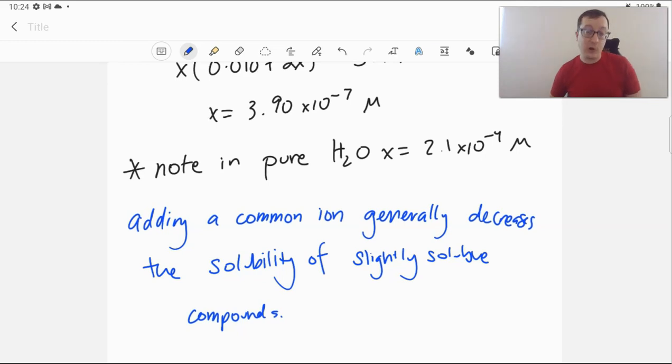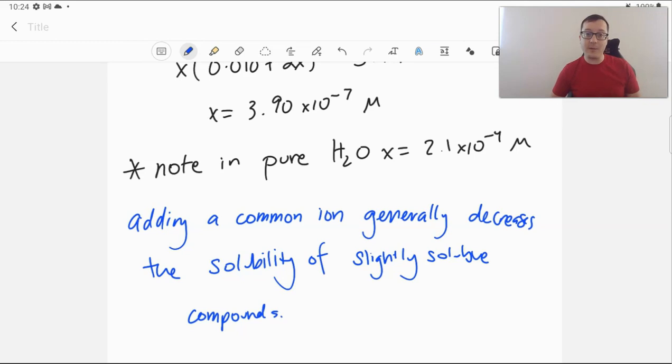And this is technically also true for very soluble compounds. For example, if you have a saturated solution of sodium chloride, 5.4 molar, quite concentrated, if you add some concentrated HCl to that, you will actually see sodium chloride precipitate out of the solution. So you do see that even with a very soluble compound, you'll decrease their solubility by adding a common ion, although this is a much more prevalent, mathematically speaking, effect when you have slightly soluble compounds.